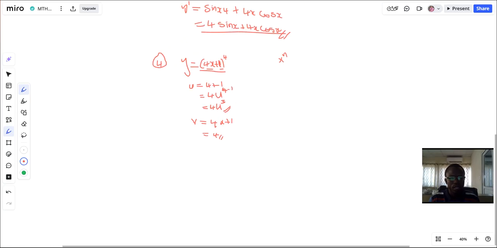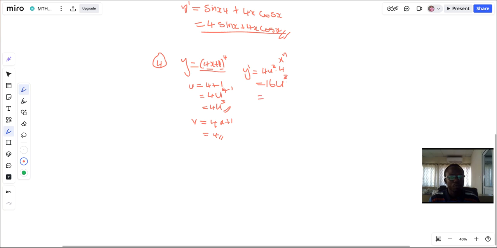So the chain rule says find the derivative of the outer function and multiply it by the derivative of the inner function. That means y prime is equal to 4u cubed times 4, which is 4 times 4. 4 times 4 is 16. This gives us 16u cubed.